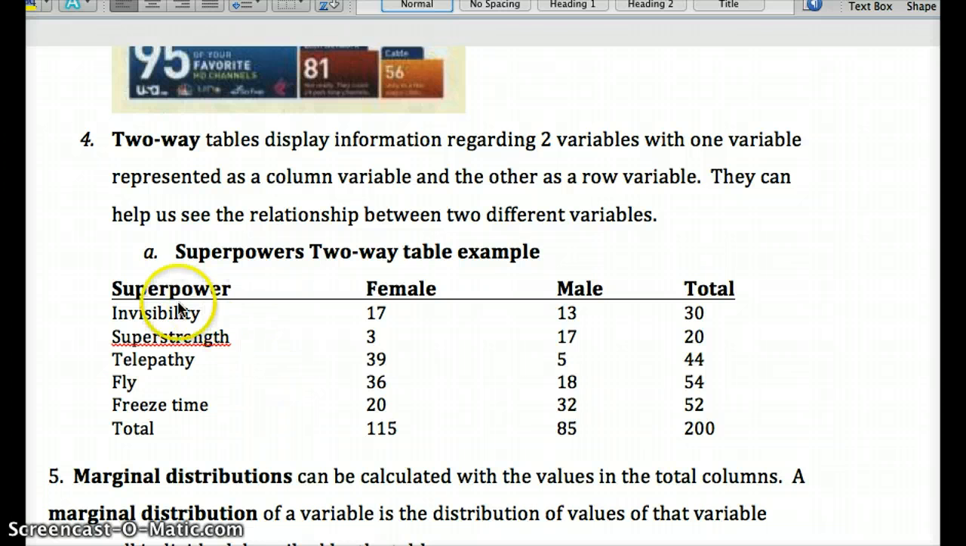Or we could do it the other way. Given that you prefer invisibility, what percent are female, what percent are male? So again, marginal, look to the total column because it tells you about values of one variable. Conditional distributions are inside here because for one value of a variable, what are the values of the second variable? So for gender, what are the values? Given that the gender is female, what are the choices of superpower? This we'll use a lot. So conditional distributions inside, marginal on the outside.